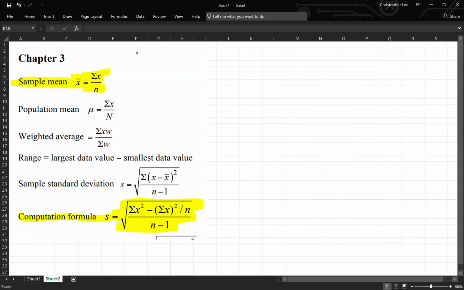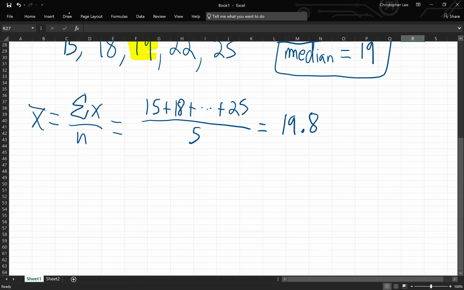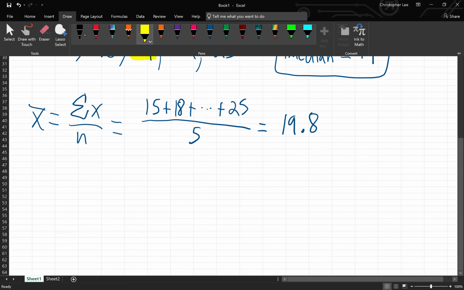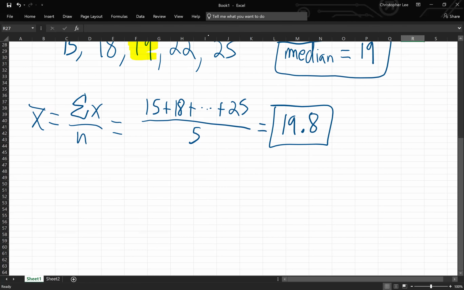Computation formula. But now remember, anytime you're doing a computation formula, you've got to make that chart, that table. Let's take a look at that. So here go the chart and the table real quick. By the way, the answer for the sample mean is right here. For the chart, you've got to make your x's and your x squares. Just copy the numbers for the x's. They don't have to be in order. I'm just copying from the one above.